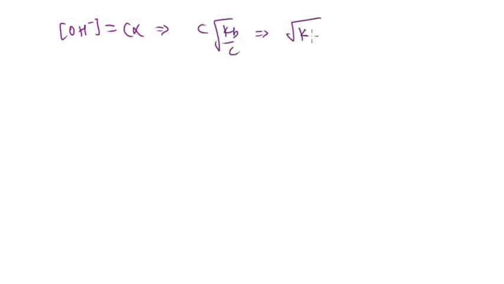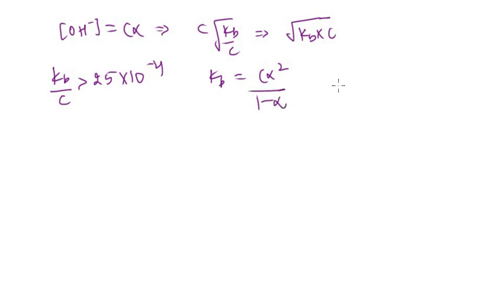Now alpha comes out to be under root of Kb upon C. So the concentration of OH negative is C alpha, that is C into under root of Kb upon C. So it is under root of Kb into C. So that's how we calculate. If Kb by C is greater than 25 into 10 to the power negative 4, then we know Kb was written as C alpha square upon 1 minus alpha. Now we calculate the alpha, and then the concentration of OH negative comes out to be C alpha.